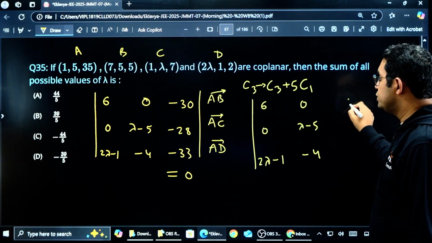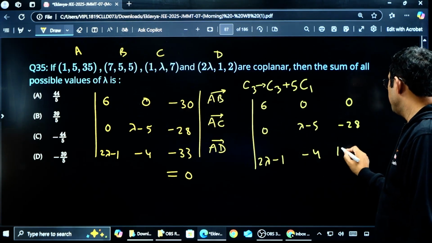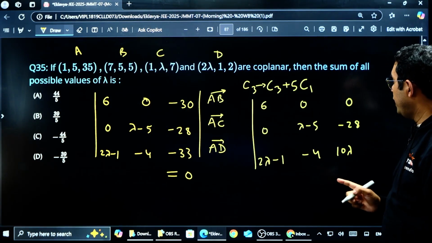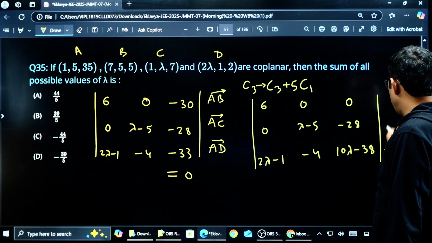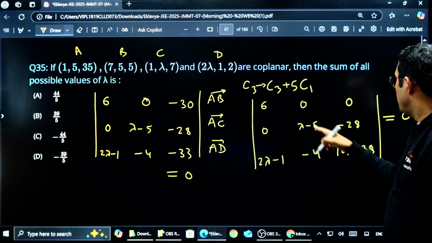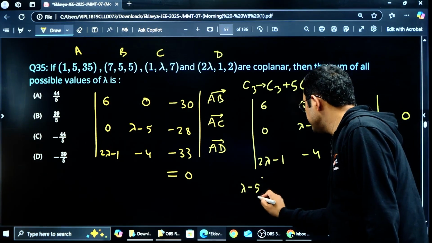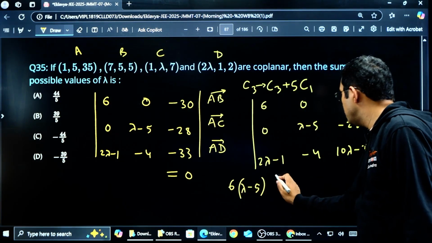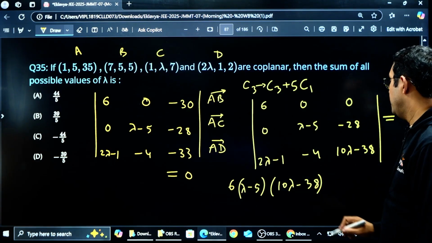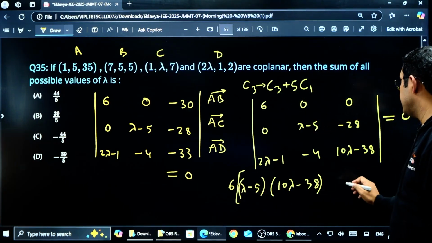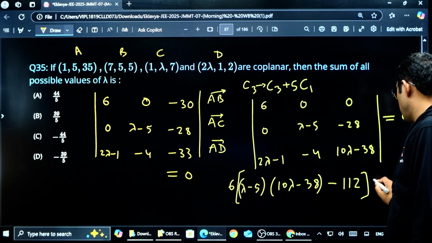For this one, I think it will be 0. It will be minus 28 only. And for this, it will be 10 lambda minus 5 and minus 38, I think this will become, and that is equal to 0. Now we can open in the first row, it gives you lambda minus 5, 6, we can ignore also, then 10 lambda minus 38, okay, into minus actually, minus this will be 1, 1, 2 equal to 0.